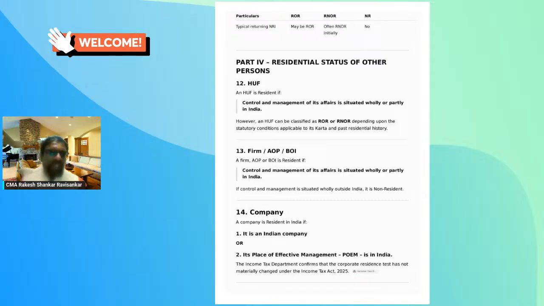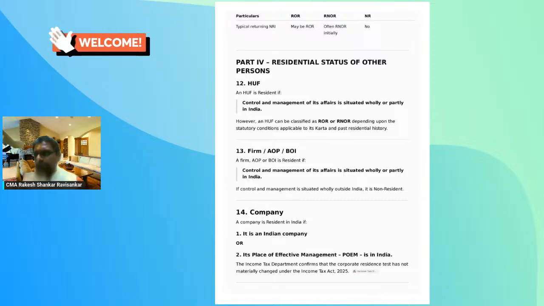Next is the residential status of other persons. An HUF is resident if the control and management of its affairs is situated wholly or partly in India. However, again, the HUF can be declared as an ordinary resident or a not ordinary resident depending on the statutory conditions which are applicable to the Karta and the past residential history. So again, the HUF is determined by the control and management of its affairs, and the residential status of the Karta will have an influence on the residential status of other persons.